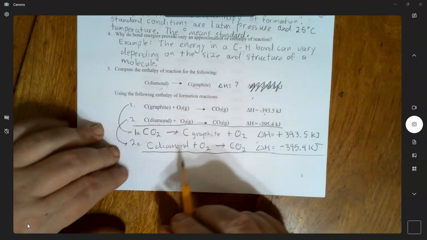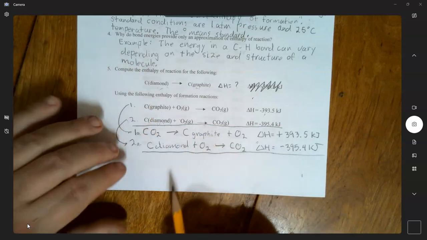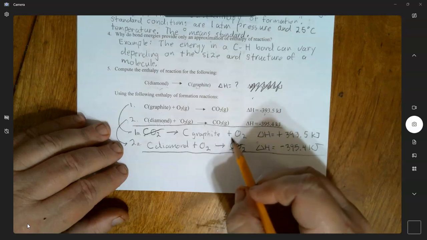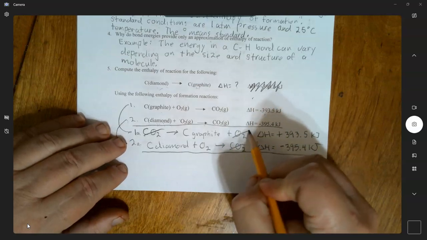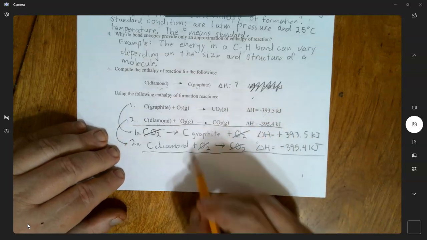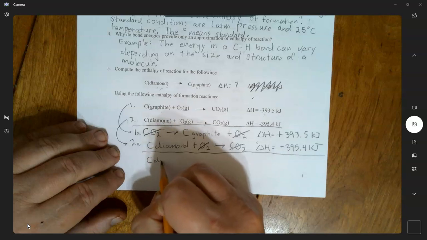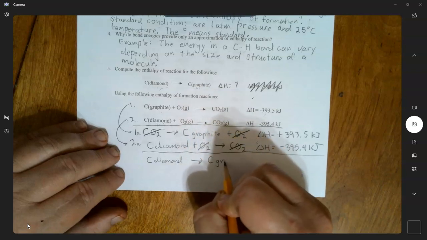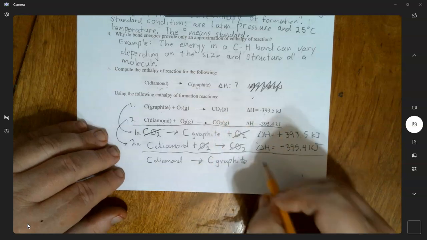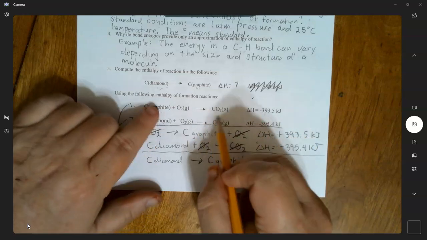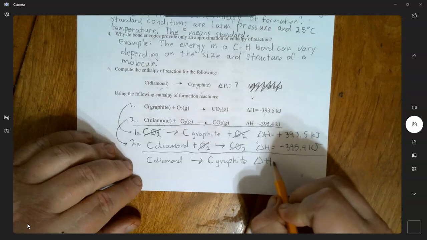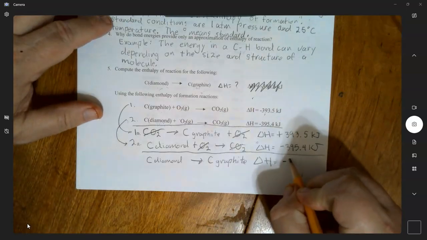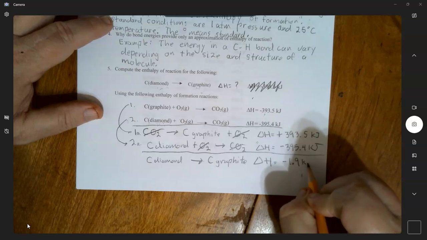Now we've got to verify that these two reactions together match up with our target. We have CO2 in 1A on the left and in 2A on the right, so they cancel. We have O2 on the right in equation 1A, and on the left in equation 2A, they cancel. So all we have left is C diamond goes to graphite. That's the correct reaction for our target up here. So delta H is this minus this, and that gives us negative 1.9 kilojoules per mole. Again, this is always kilojoules per mole.